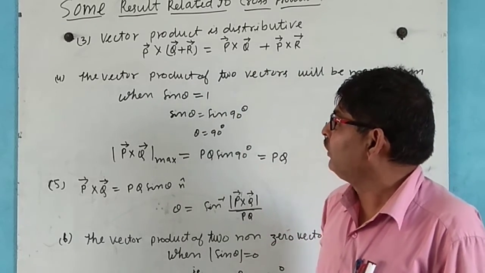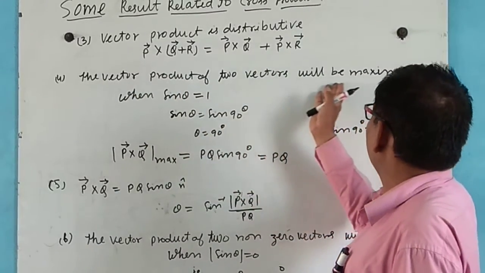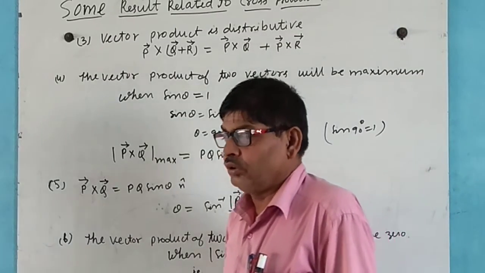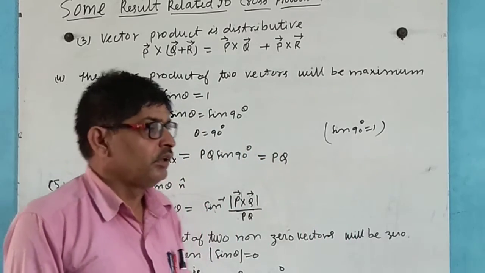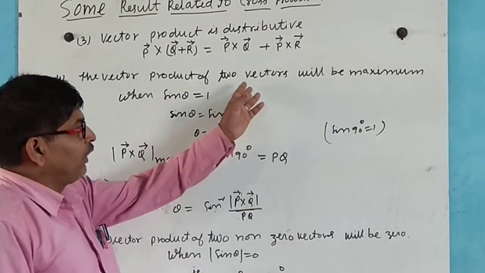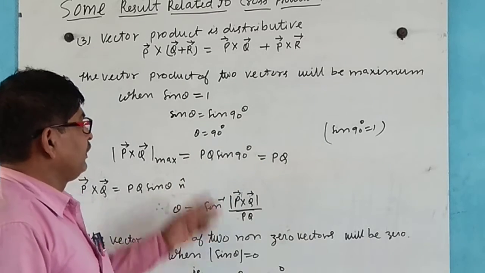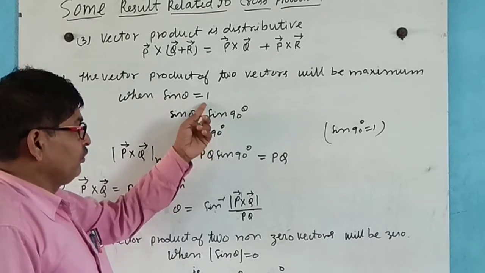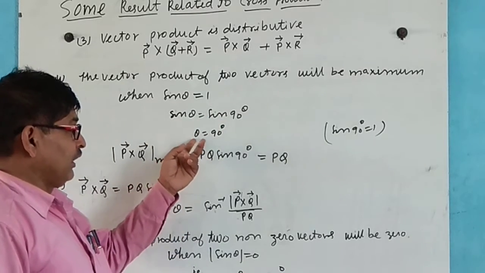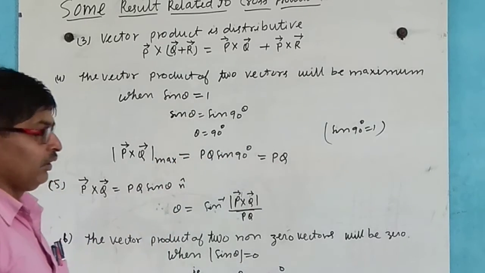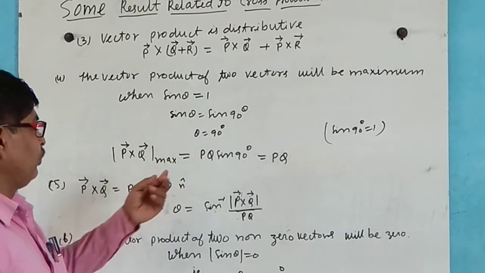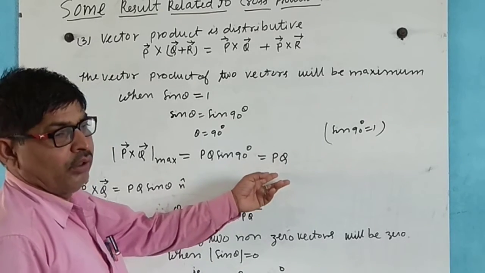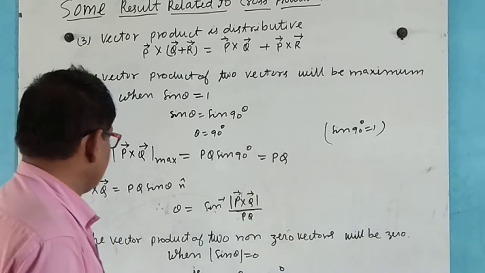And the next point, when the vector product of two vectors will be maximum. As you know, A cross B is equal to AB sin theta. For the maximum value, the value of sin theta is maximum, 1. It means that sin theta is equal to sin 90 degrees, so theta is equal to 90 degrees. For the maximum value, the modulus of P cross Q is equal to the product of their magnitudes PQ.